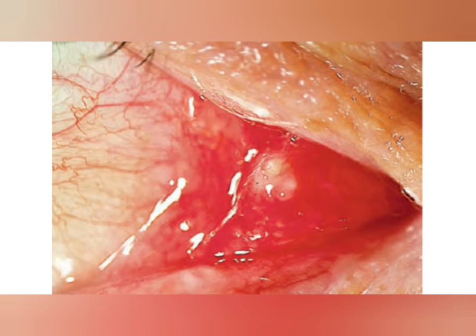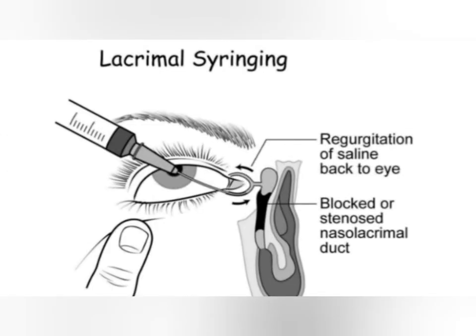Here you can see that this is a large caruncle. Due to this large caruncle, the punctum is obstructed, so the tears are not able to drain properly. As I said, you should do syringing for the patient who complains of frequent epiphora. Epiphora actually means excess watering from the eye.